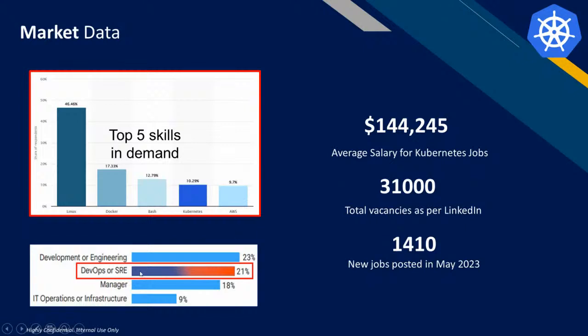And can you see, development or engineering background has the highest demand at 23%, whereas next comes the DevOps or the person knowing SRE. And you will not know SRE without knowing DevOps. So it is either or, and it can be said and. If you know DevOps as well as SRE, that is the best combination. It is very high. And you can see the total vacancies as per LinkedIn, and the average salary for Kubernetes jobs, more or less.